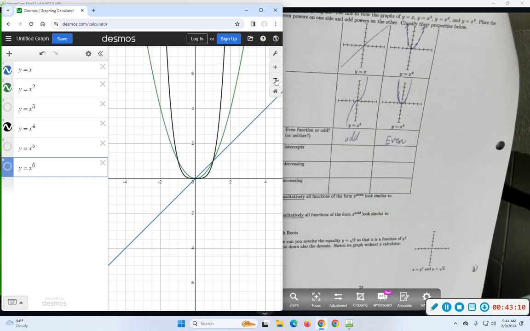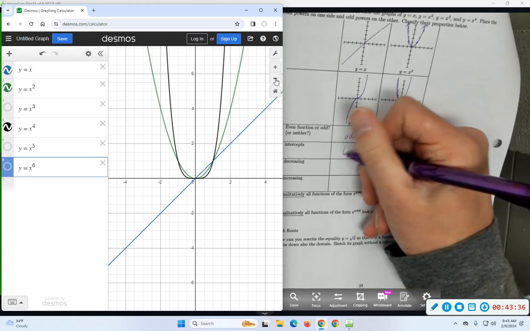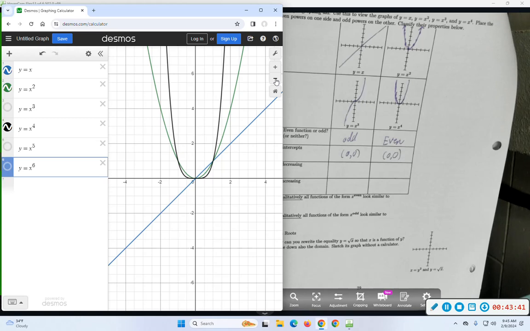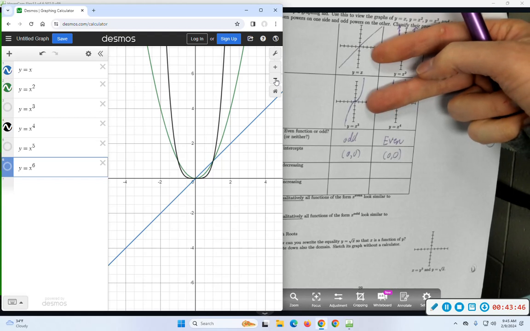Tell me about the intercepts. Where are they? I guess let's do both. Where are the x-intercepts? X-intercept is at 0. X-intercept is at, well, 0, 0. Where's the y-intercept? Also 0, 0, so that's why I just said intercepts. And did it matter which one of these you looked at to get that? Nah. Let's look at those odd power functions. So these two, where are they increasing?